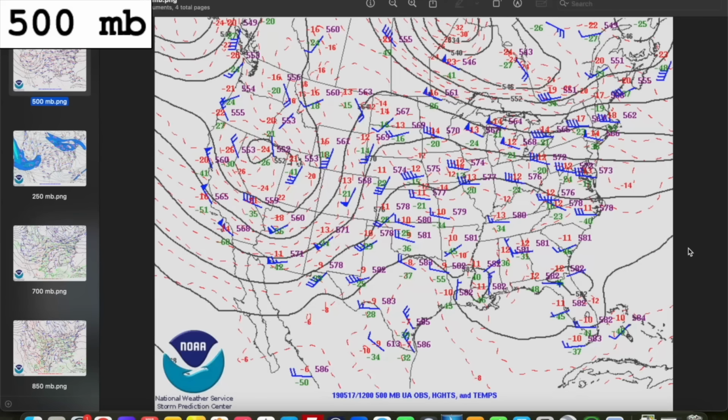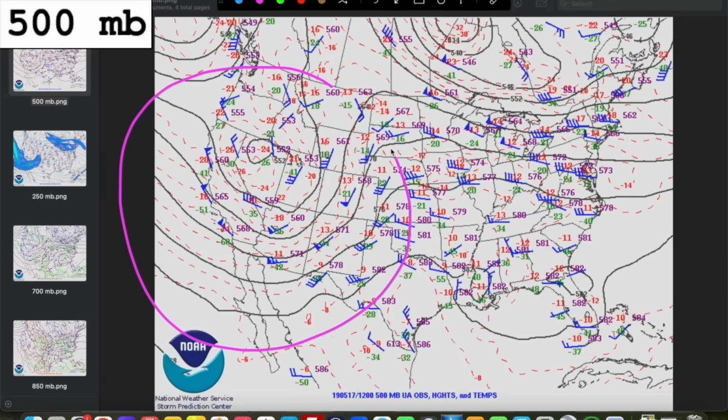On the 500 millibar map, we're really looking for features called troughs, and troughs are these downward bends or downward kinks in the geopotential height contours.